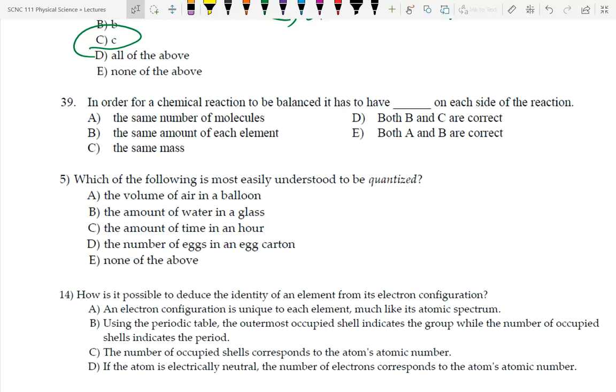In order for a chemical reaction to be balanced, it has to have what is the same on both sides? Same amount of each element. Okay, same amount of each element. And if it has the same amount of each element, since the elements all have a fixed mass, it's also going to have the same mass. So the correct answer was D, because by virtue of having the same amount of each element, it has to have the same mass as well. I didn't look at this one specifically to see the breakdown, but I imagine that most people probably simply said the same amount of each element and didn't make the further connection on mass.